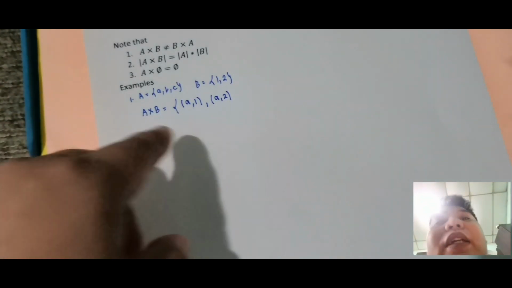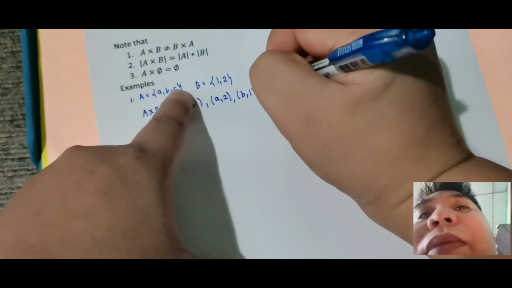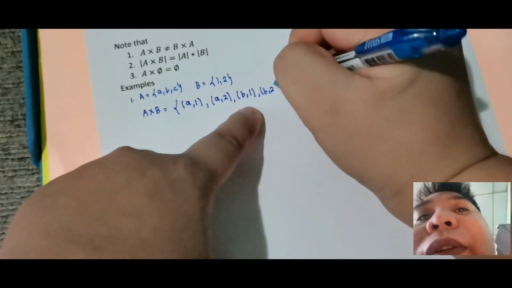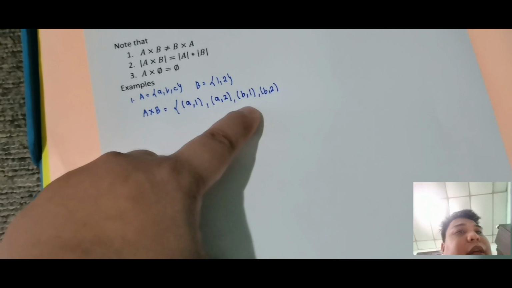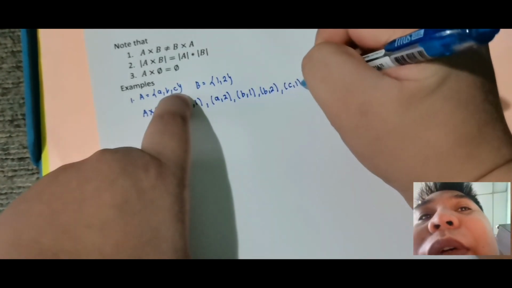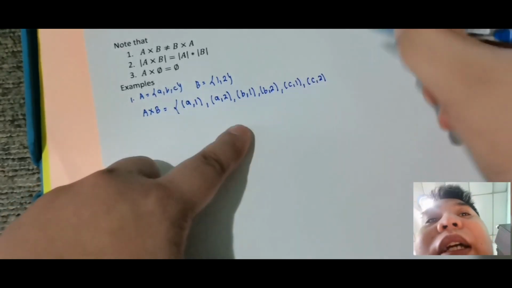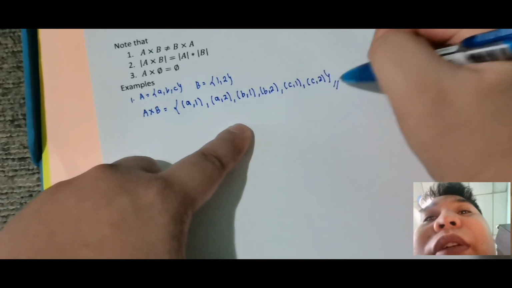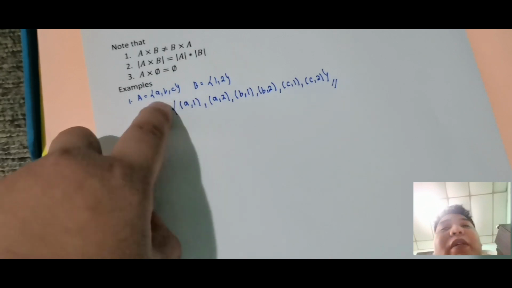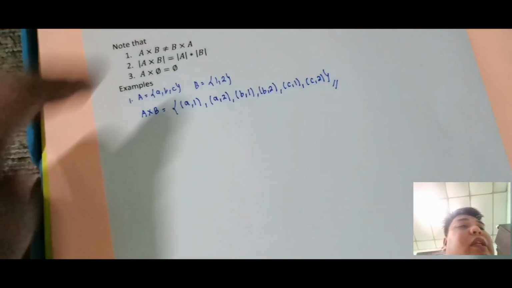Since natapos ko na lahat sa a, sunod ko naman si b. Si b, that is (b, 1). Also that is (b, 2). Then next, that is (c, 1). Then lastly, that is (c, 2). Nalagay ko na lahat. Therefore, ito yung close. Therefore, ito yung kanyang sagot. Ano napansin nyo? (a, 1), (a, 2). Next, (b, 1), (b, 2). (c, 1), (c, 2). Kung paano kung madami, edi ganun karami din yung ilalagay mo.